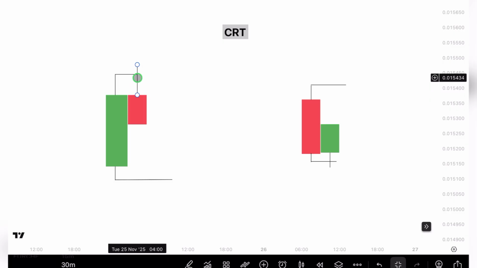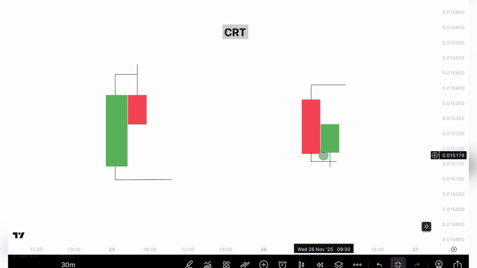In such a case we expect the price to go down and sweep the low of this previous candle, okay? There are high chances that the price will go down and sweep the low of this candle, okay? This is a CRT and this is a bearish example.